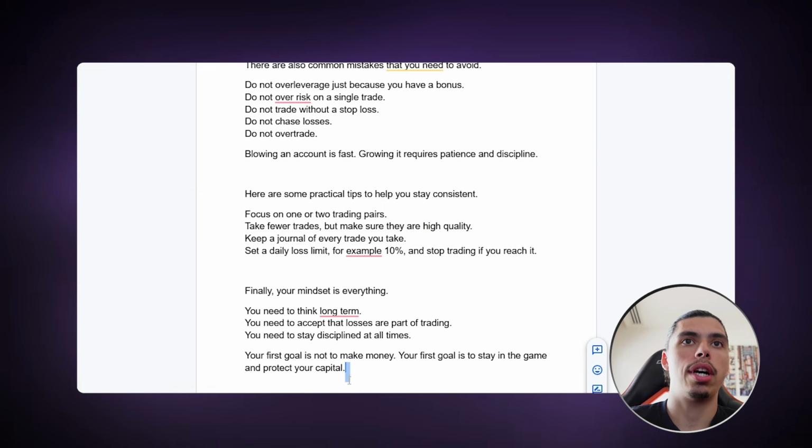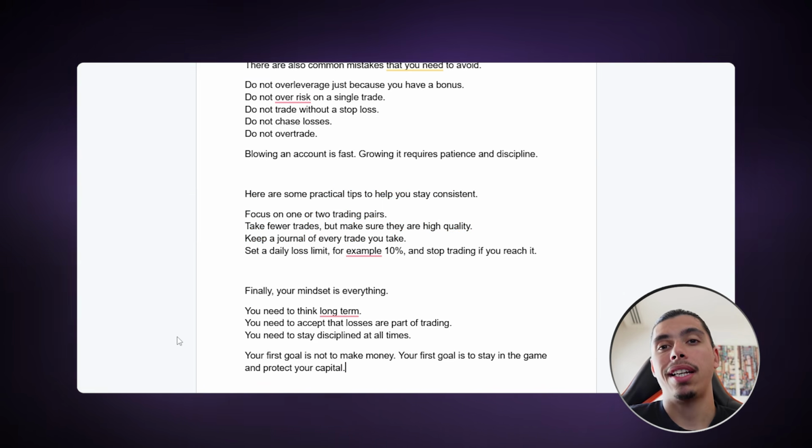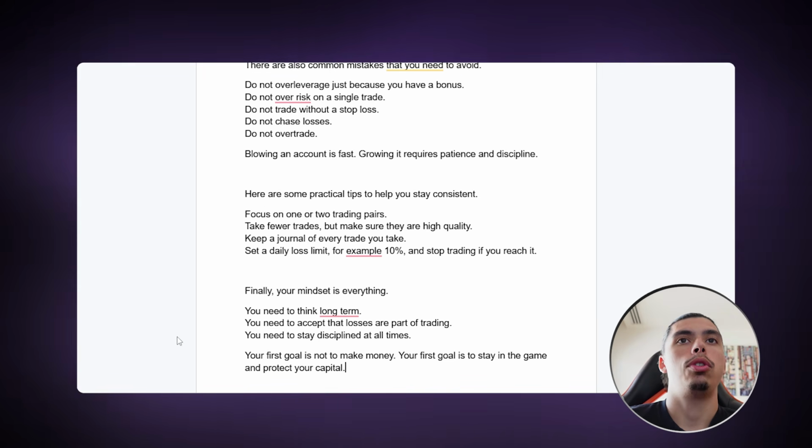This part I want to read with you guys because I feel it's important. For me, mindset is everything. No matter if you're on a small account or big account, you need to think long term. You need to accept that losses are part of trading. That's normal. People make it a big deal. It sucks, but control the losses. Take 1 to 2 trades a day. If you take 1 loss in a day, probably call it a session at least. Don't chase it, right? Stay disciplined at all times.